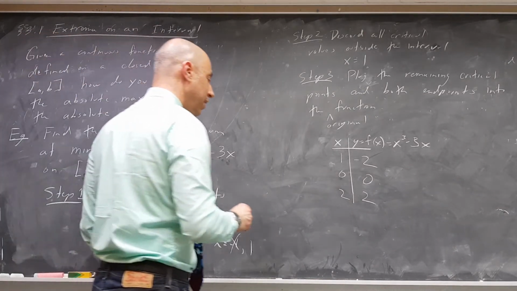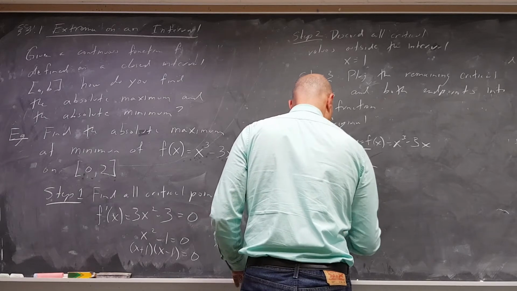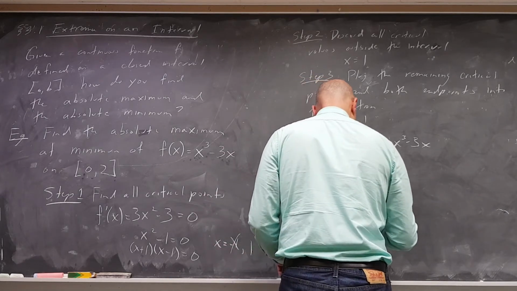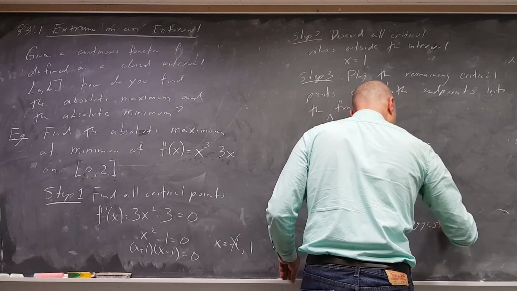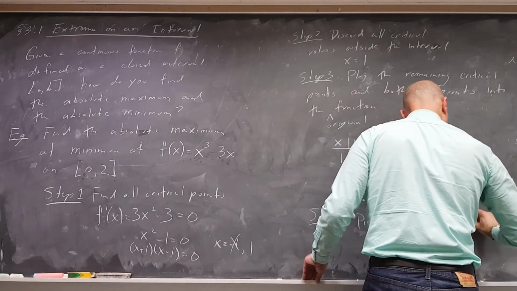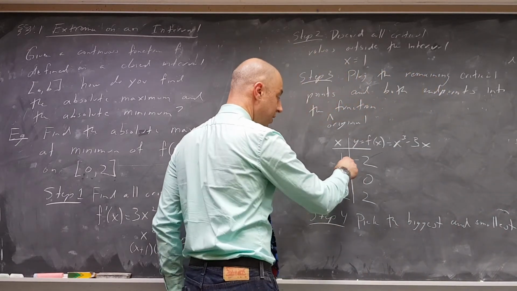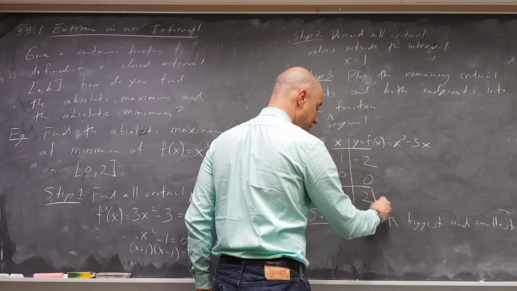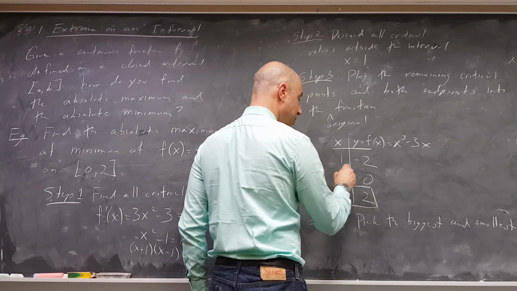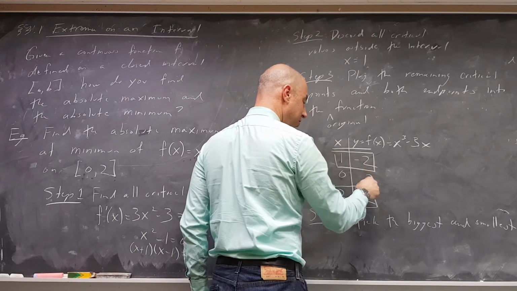Step 4, pick the biggest and the smallest. So between negative 2, 0, and 2, you can see the biggest value is 2, and the smallest value is at 1. Minus 2 is lower than 0 and 2.